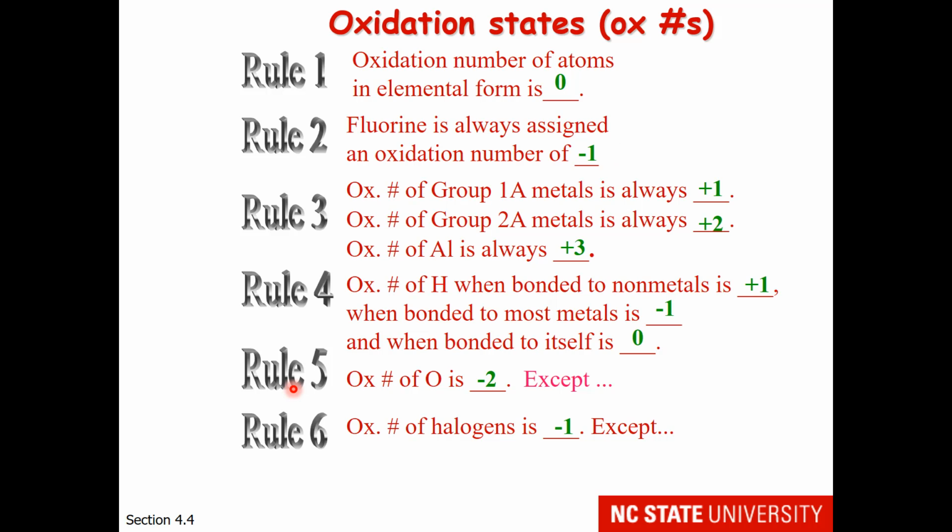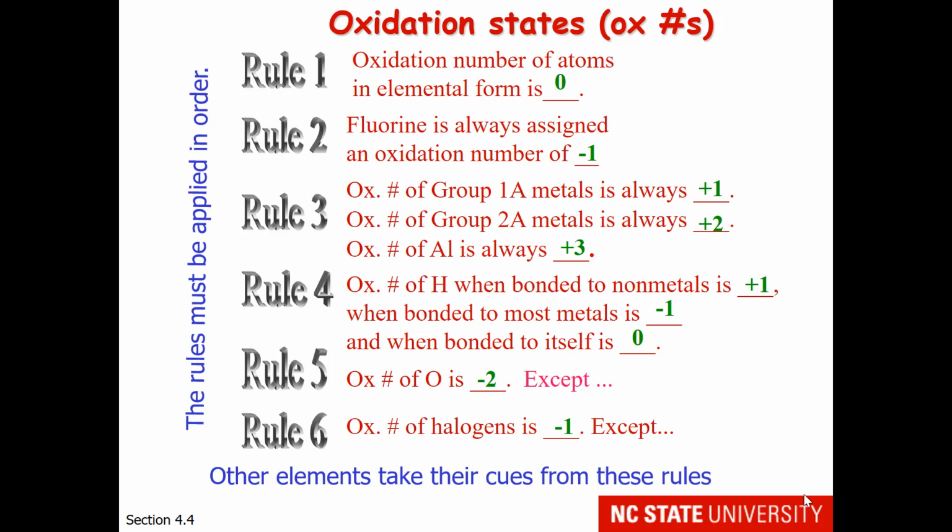Rule 5 says the oxidation number of oxygen is -2, except when higher rules apply. And Rule 6, the oxidation number of halogens is -1. Other elements take their cues from these rules, and of course the rules must be applied in priority order.